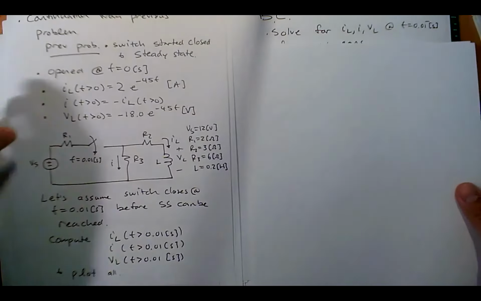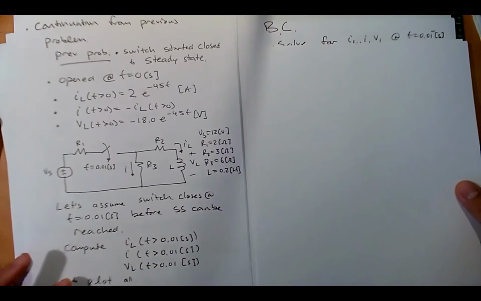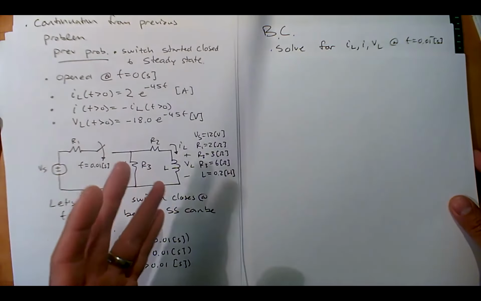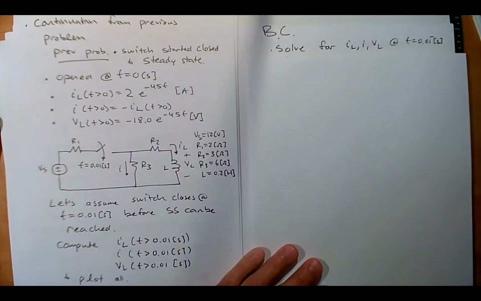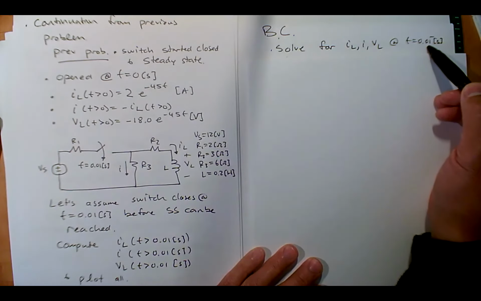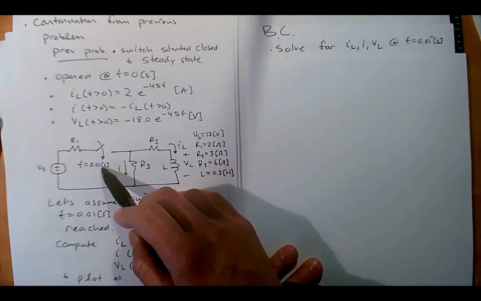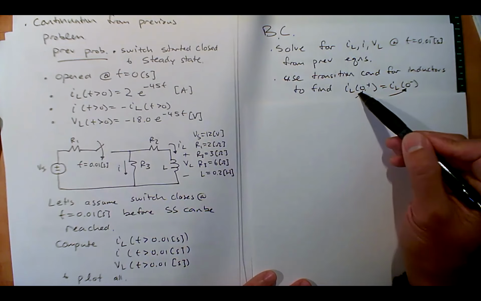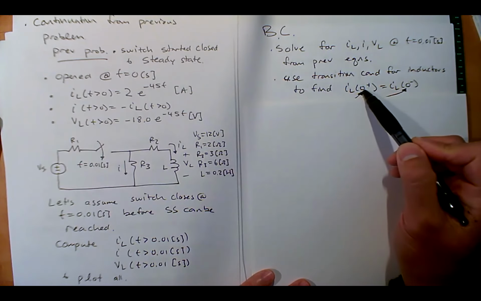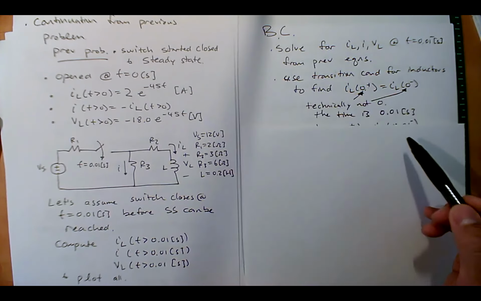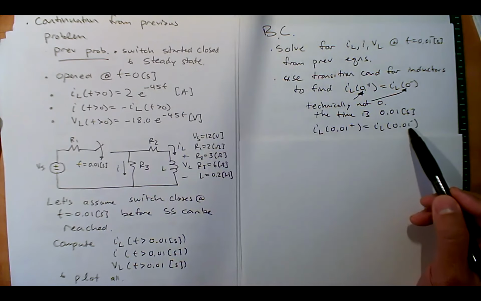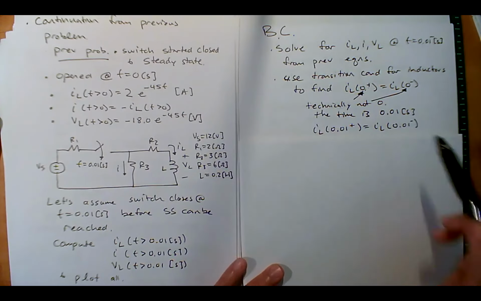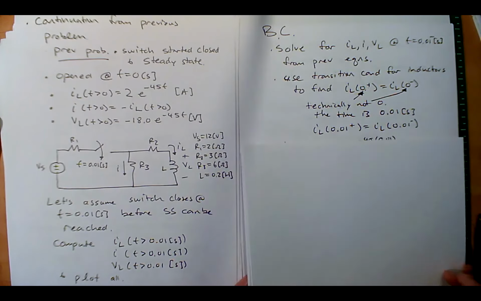Now we can, again, follow our steps. Boundary conditions. This time it's not 0 minus and 0 plus. It's 0.01 seconds when the switch occurs. We can still use our transition conditions. We don't care about 0 plus, 0 minus. We care about 0.01 plus and 0.01 minus. So be careful.